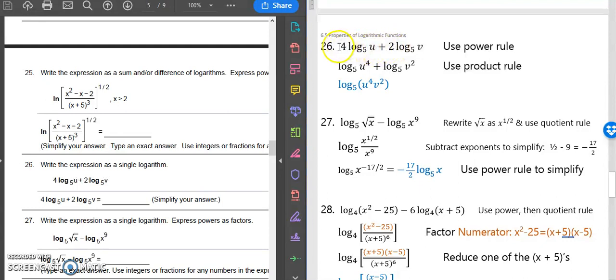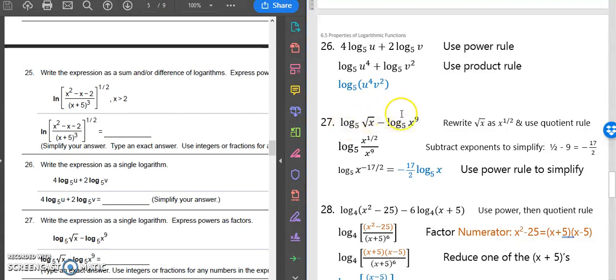So first we're going to use the power rule to bring this 4 up to be the exponent on this u, and we're going to bring this 2 from being the coefficient and change it into the exponent on the v. And then from here we have addition of logarithms with the same base, so we can now condense this using the product rule. So we'll change that to log base 5 of the quantity u to the 4th power times v to the 2nd power.